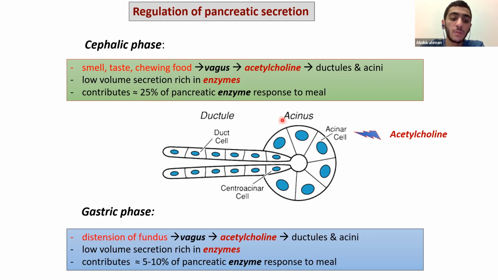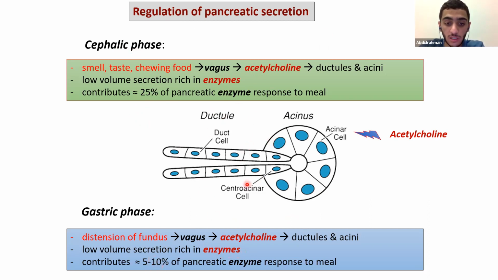The next phase is the gastric phase, with the same mechanism. Activation of the vagus nerve from the stomach activity leads to a release of acetylcholine, and it's going to drive the release of more enzymes. Now, these two phases are contributing only 25% and 5 to 10%. It's not giving that much.